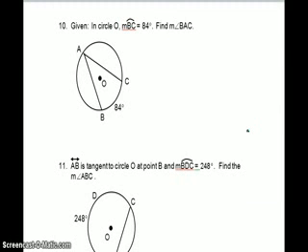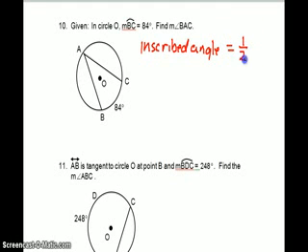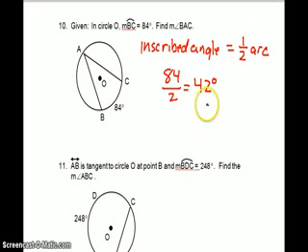Number 10. You're given in circle O the measure of arc BC equals 84. Find the measure of angle BAC. Well, we know that this is an inscribed angle, and the rule is an inscribed angle, when the vertex is on the circle, is equal to half of the arc that it intercepts. So all we have to do is do 84 divided by 2, and that gives us 42 degrees. And that is our answer.